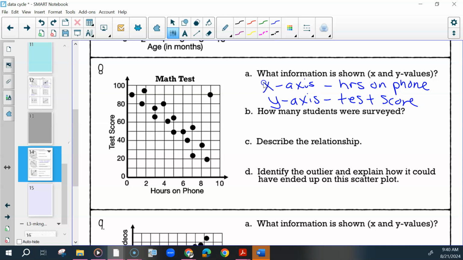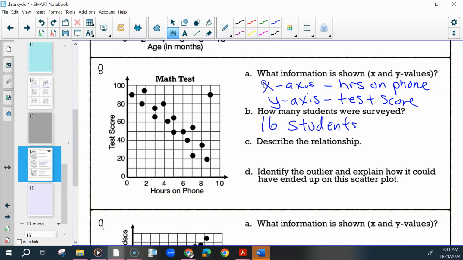How many students were surveyed? How could we find that number? Yes. So do that really quickly. Tell me how many points there are. 16. And if we're labeling 16 what? Students.